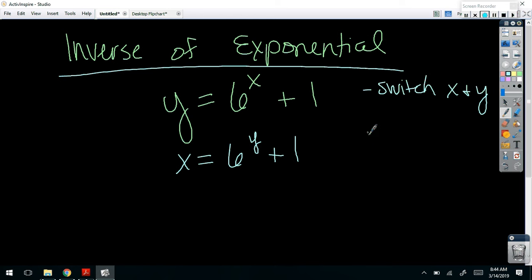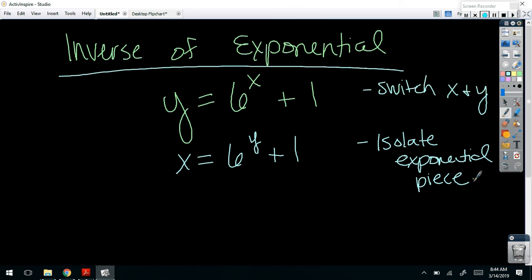All right, so what we have to do is isolate. What does isolate mean? Get it by itself. We have to isolate the exponential piece, or term. How would I isolate the exponential part? Subtract 1 from both sides, right? So I would have x minus 1 equals 6 to the y.